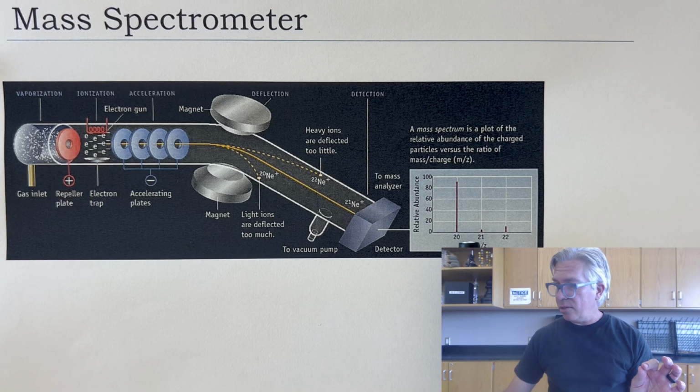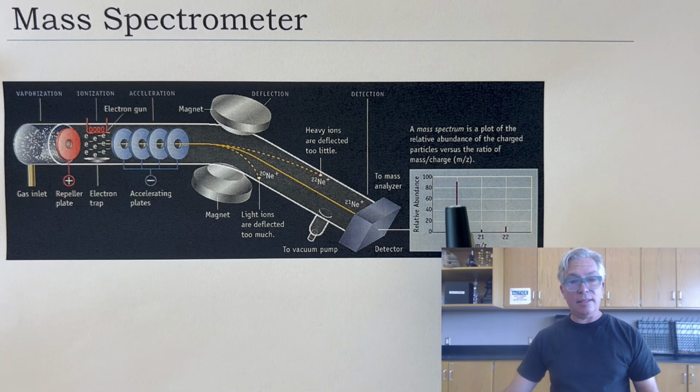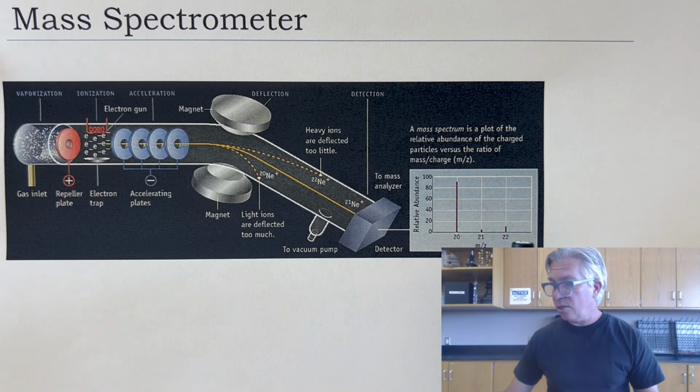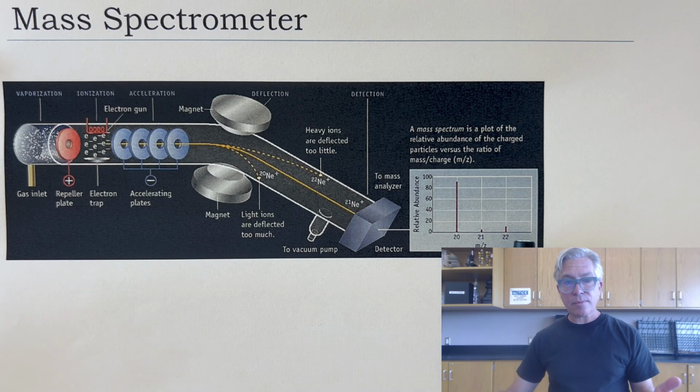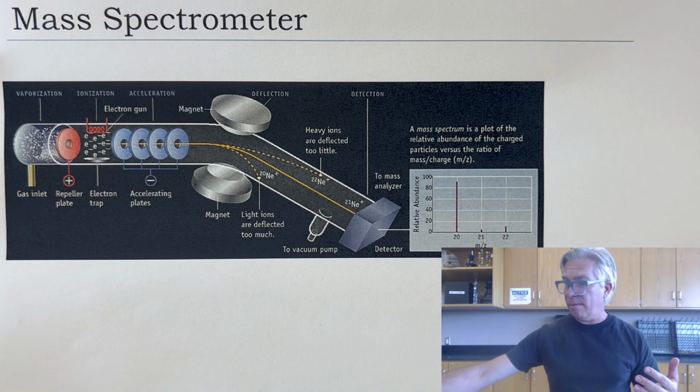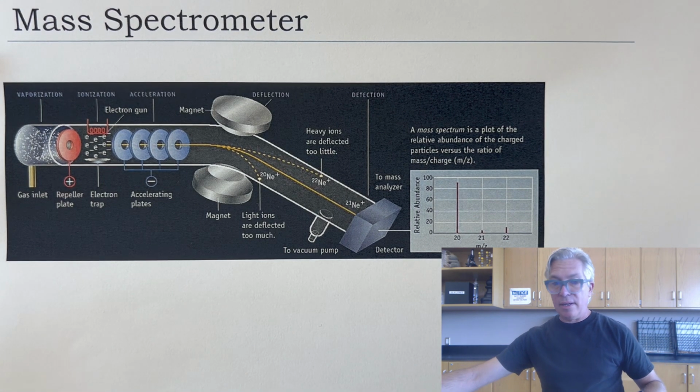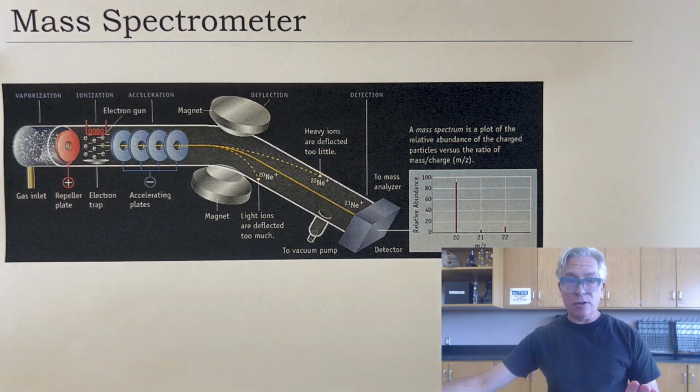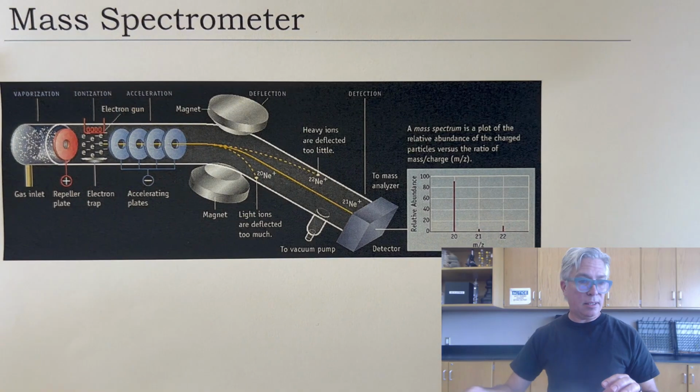And so if I add up the total area of all these peaks and then take this one divided by the total, I'll get a percent and say that's the percent of neon 20, that's the percent of neon 21 and 22. So that's what you need to remember about a mass spectrograph. It gives you a peak for each isotope, and the height of the peak represents how many of that isotope it is. Okay, so we're going to look at a couple of mass spectra here.